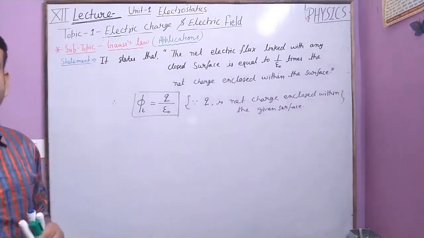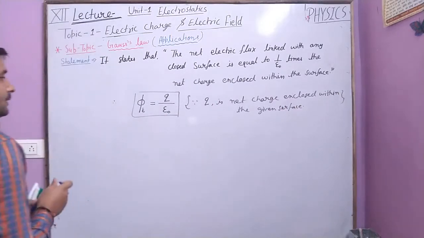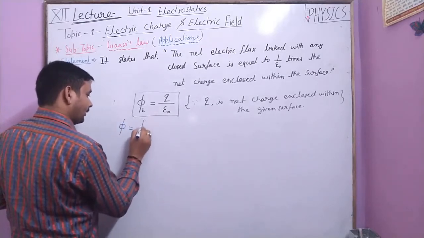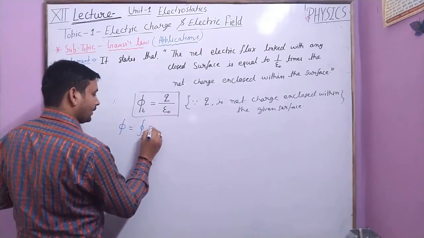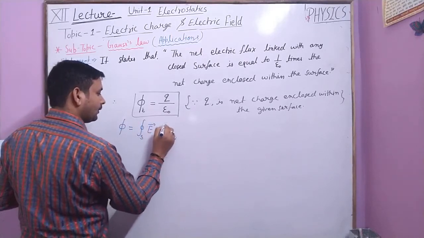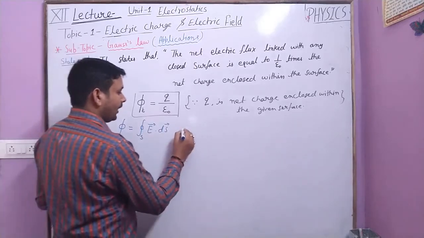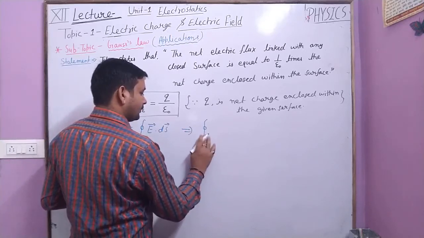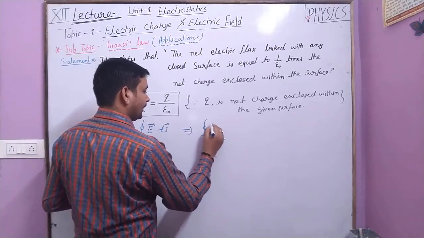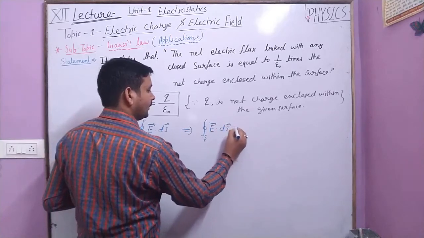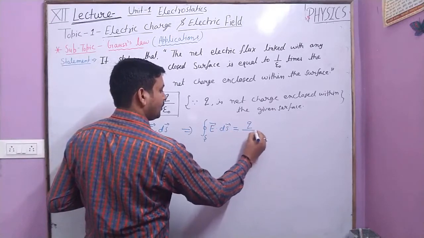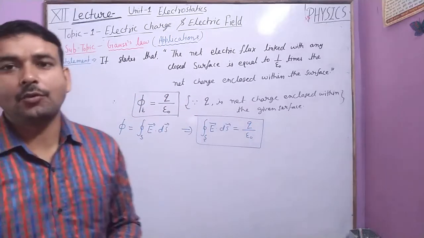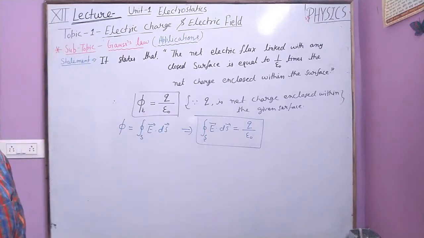Okay, as we learned in the previous class, flux is given by the closed integral of vector E dot vector dS. So by using this we can say that the net electric flux of a closed surface, the integral of vector E dot dS, is equal to Q upon epsilon naught. Okay, so this is the mathematical form of Gauss's law.